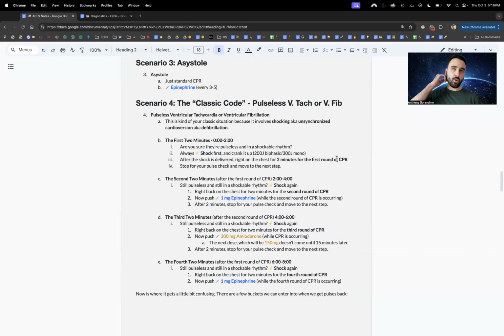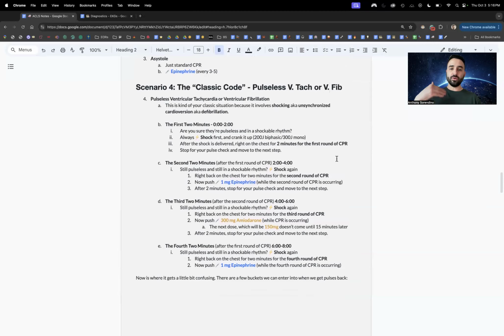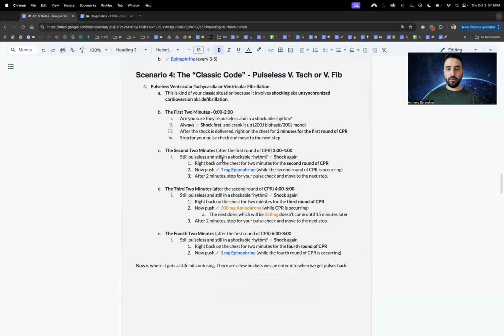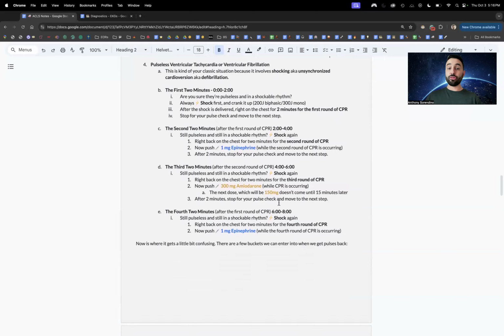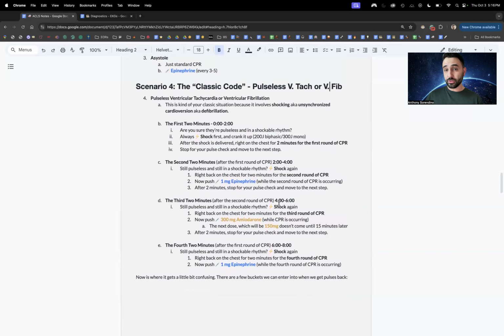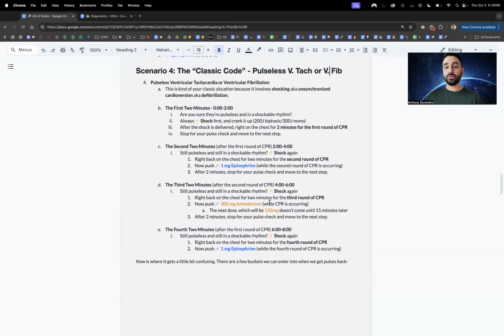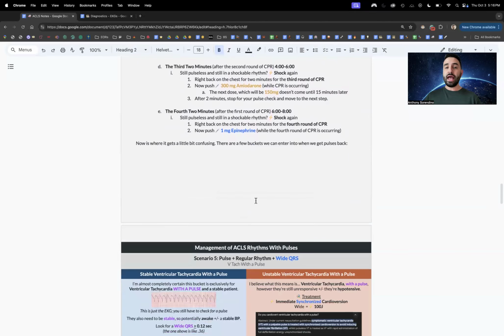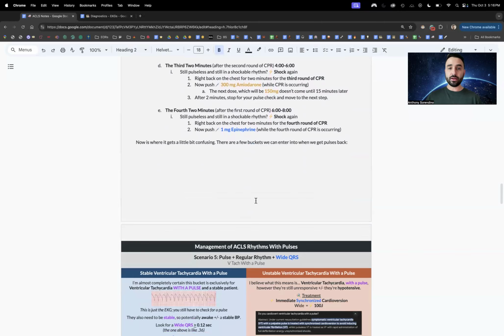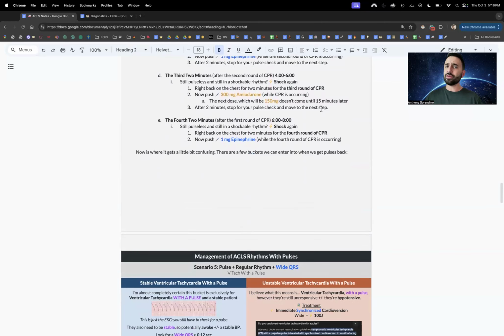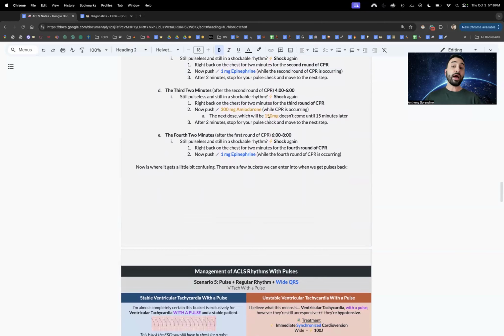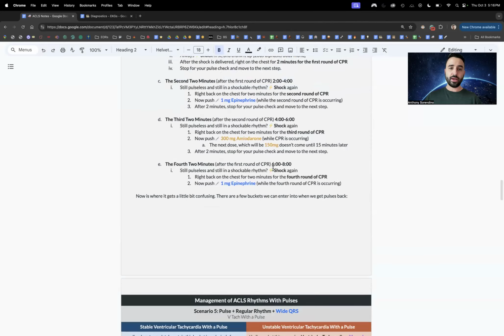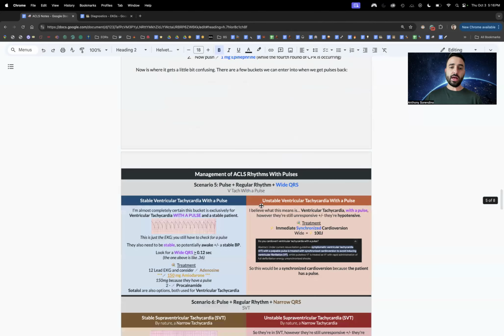Then you're going to cycle, doing epinephrine, and then 300 of amiodarone, 300 because this is an unstable situation. Your patient doesn't have a pulse. Then you do epi. The next cycle is not going to be anything because amio is every 15 minutes or so. However, the next dose of amiodarone, even though the patient is still unstable, is going to be 150. Okay, so that's the classic code.